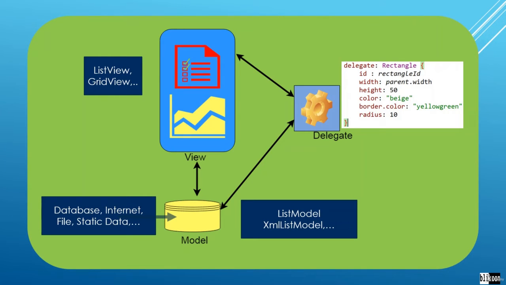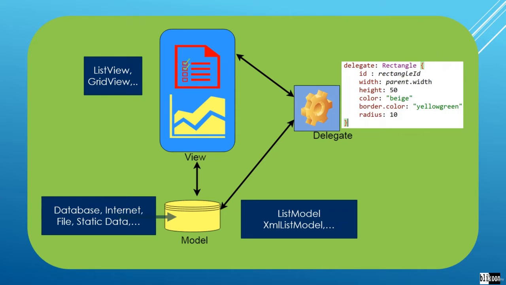Now that we have an idea about the model view delegate architecture in Qt Quick, what components are available to us so that we can use them in QML? Well, for the view, you have list view, grid view, and a few other components that we're not going to talk about in this chapter. For the model, there is a list model and XML list model. We are going to look at all these models. And the delegate is really a chunk of QML code that controls the look of each row in your list view, as we're going to see.